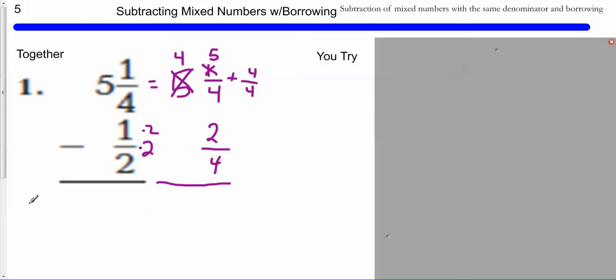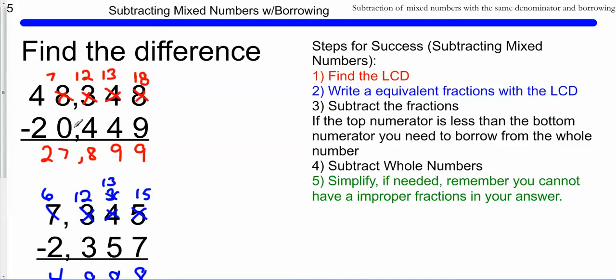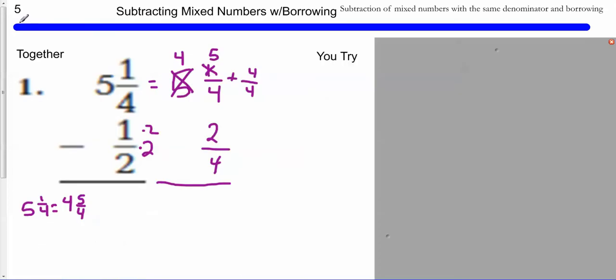I'm saying that 5 and 1/4 is the same thing as 4 and 5/4. These two numbers are exactly the same thing. This one doesn't look right. Well, you know what? These numbers don't look right. Okay? It's okay. You're subtracting. Things shouldn't look right for a moment or two.